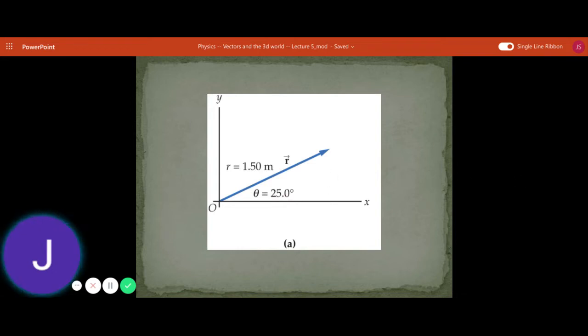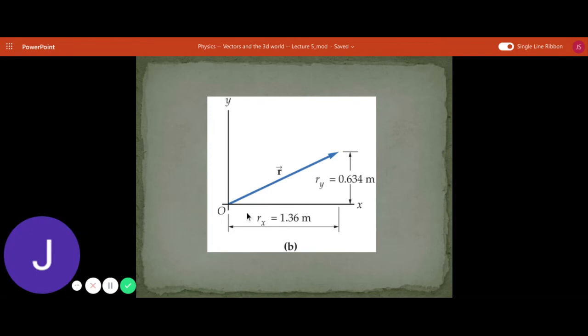If you do this on your calculator, you'll get these answers here. You'll get the length of the sides of a right triangle. Now this would be 1.36 meters x hat, and this would be 0.634 meters y hat. Notice I could go back and get the magnitude of the original vector by using the Pythagorean theorem: 1.36 squared plus 0.634 squared, and then take the square root. And I could get the angle here by using the inverse tangent, or the arctangent, of 0.634 meters divided by 1.36 meters. I get the angle, which was 25 degrees. Excuse me.